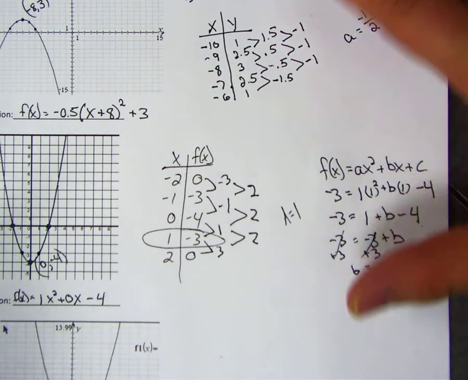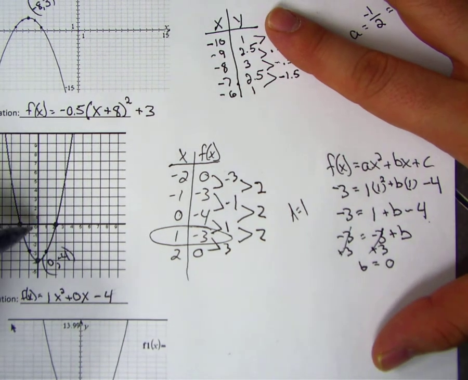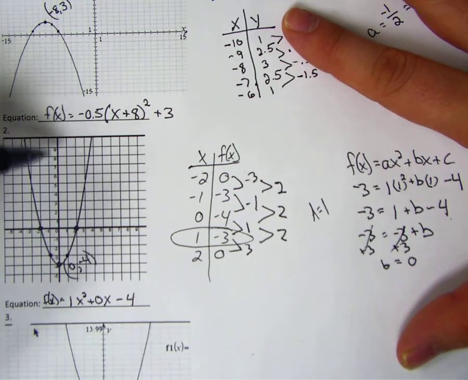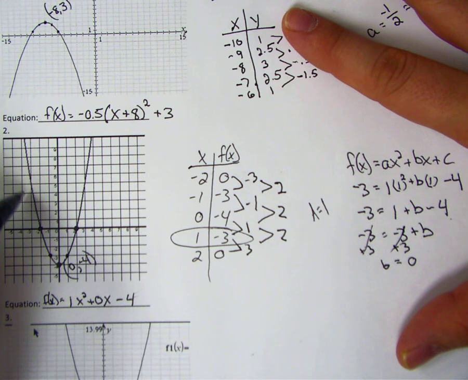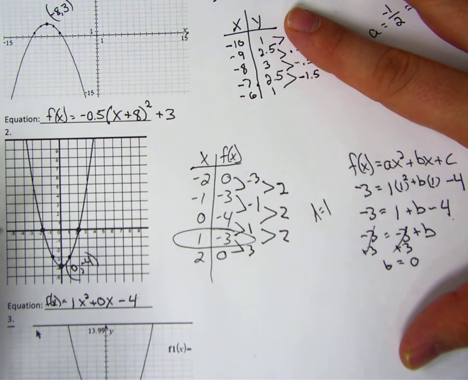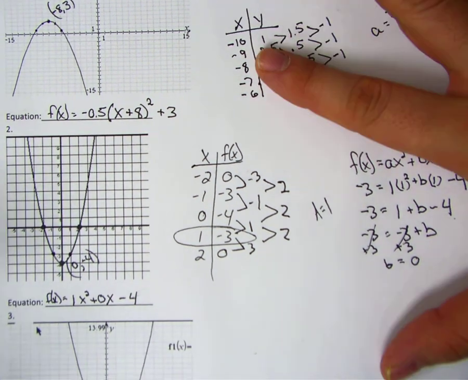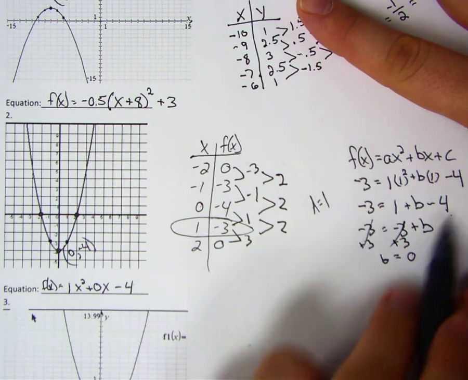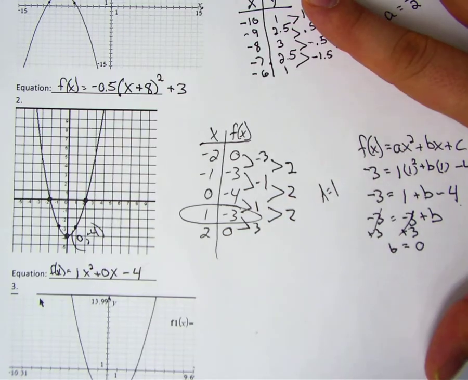Now some of you may have said, Mr. Dodge, I already knew that b was going to be 0 because it's symmetrical about the y-axis, meaning that I could take this and I could fold it on top of this and it would cover it up. That's great. If you didn't know that though, or if you needed some extra practice on b, it's a great way to kind of work through that.